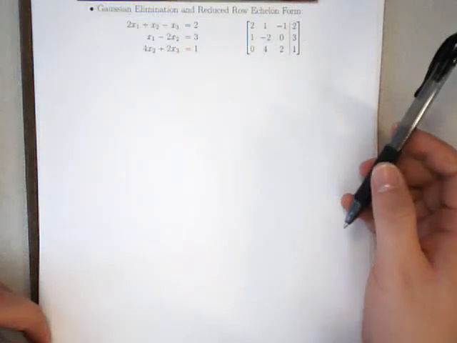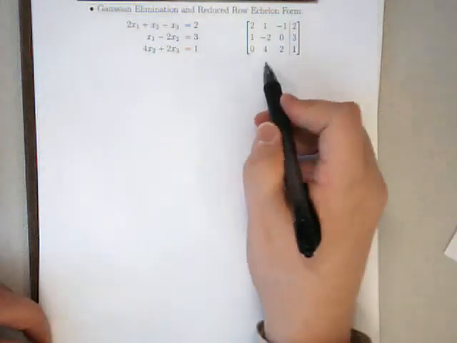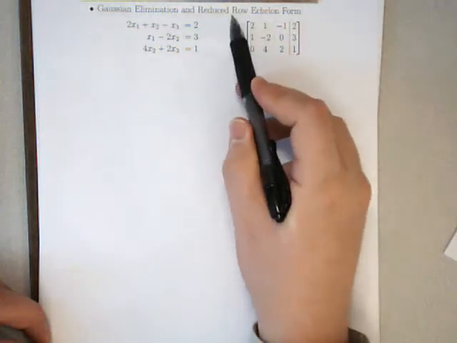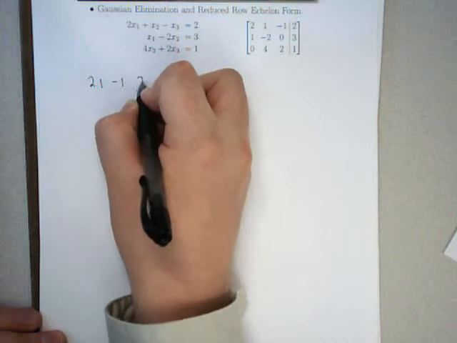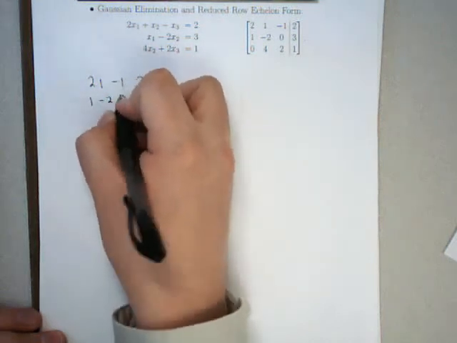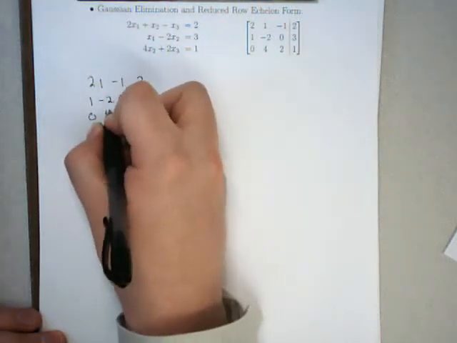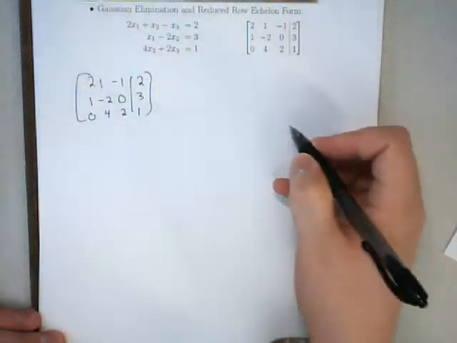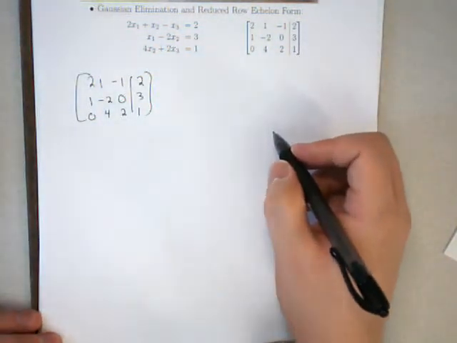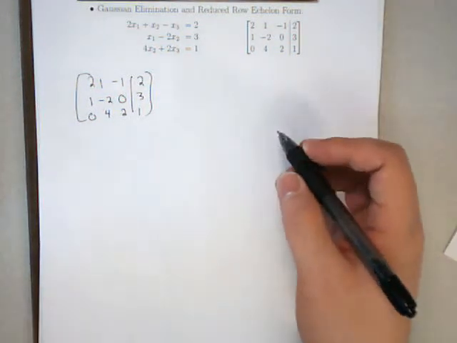In this webcast, we're going to focus on using Gaussian elimination to row reduce this matrix until it's in reduced row echelon form. So we'll start with the matrix 2, 1, negative 1, 2, 1, negative 2, 0, 3, 0, 4, 2, 1. Our goal, reduce this until it is in what's called reduced row echelon form. We'll describe that as we get there.